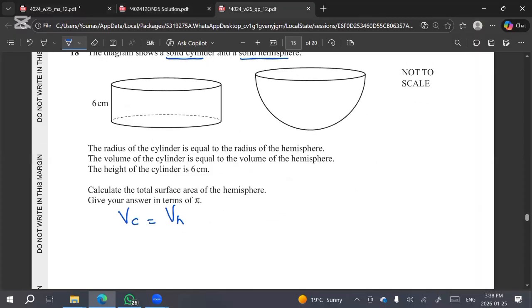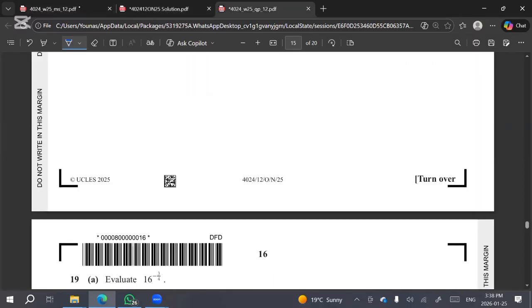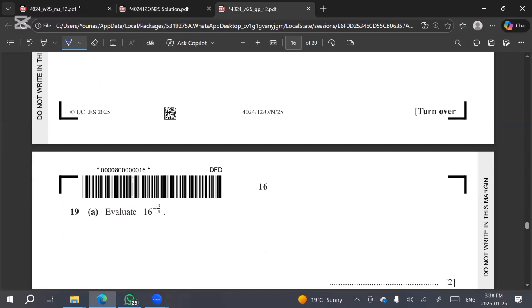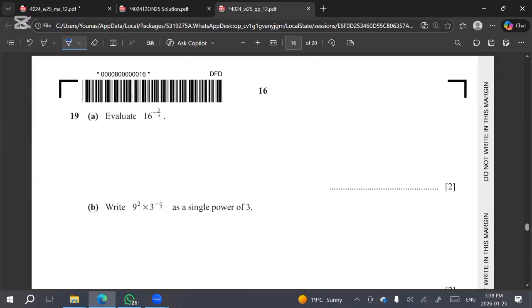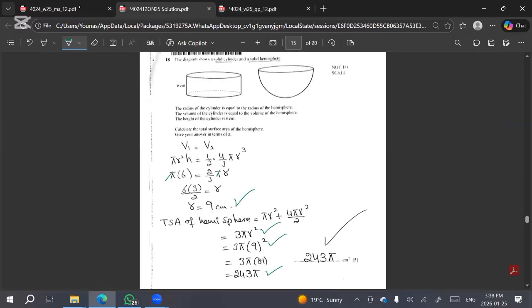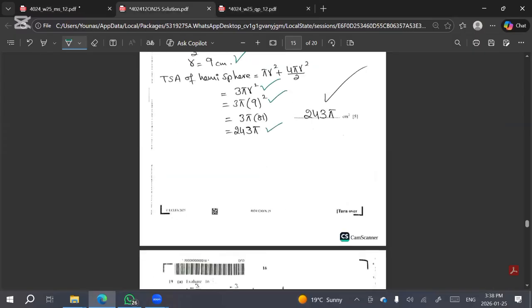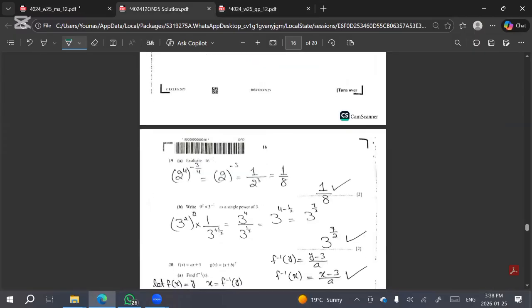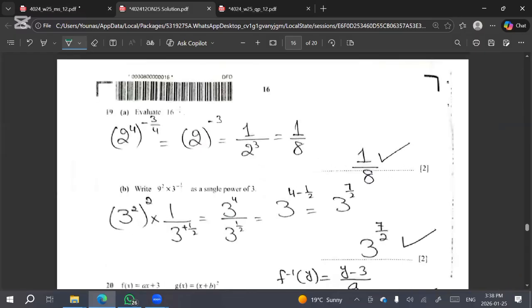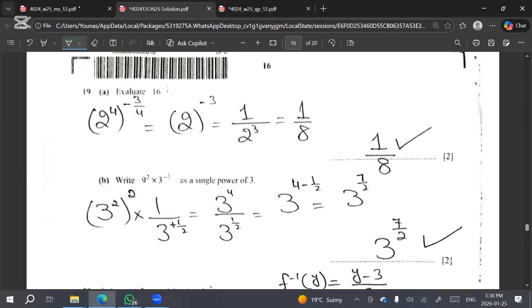Okay, so let's go to the next question, the question number 19. So the question number 19 is showing up. He says a part, question number 19, a part. He says evaluate. Here we have 16 raised to power minus 3 by 4. We can prime factorize 16. 16 is basically 2 raised to power 4. So in the place of 16, I can write 2 raised to power 4, and then we have raised to power minus 3 by 4.